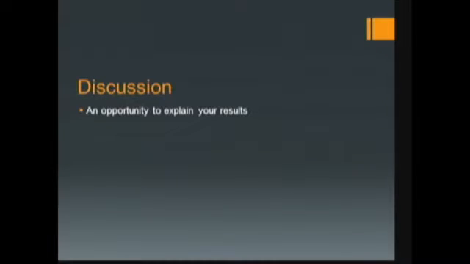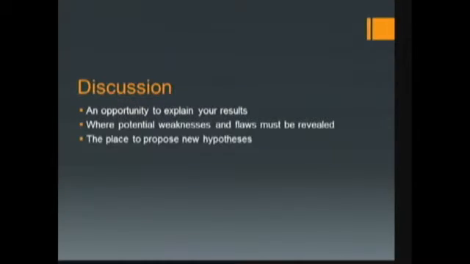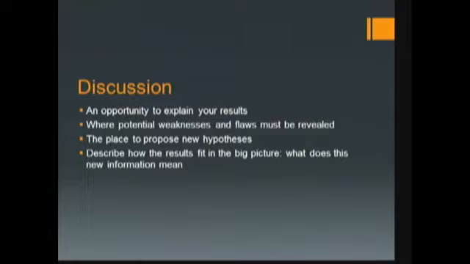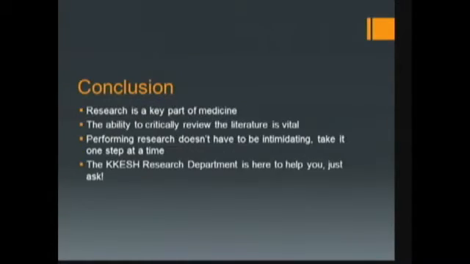So then the discussion section is an opportunity to explain your results, put it in context. You should explain where potential weaknesses and flaws might be in the paper, because believe me, the reviewers will, so you might as well beat them to it and go ahead and put it in there first. And it also shows you understand the research methods. This is the place to propose new hypotheses and describe how the results fit in the big picture. What does this new information mean for the reader?